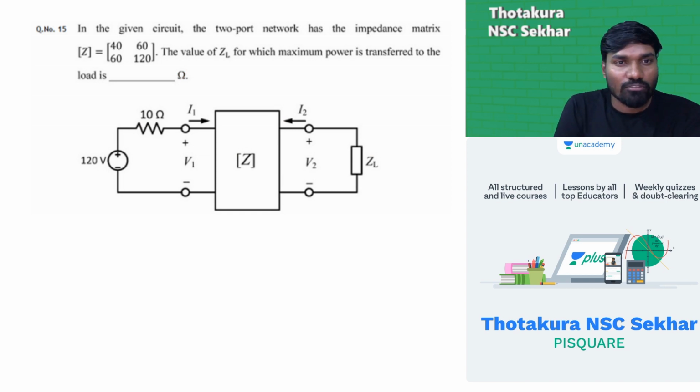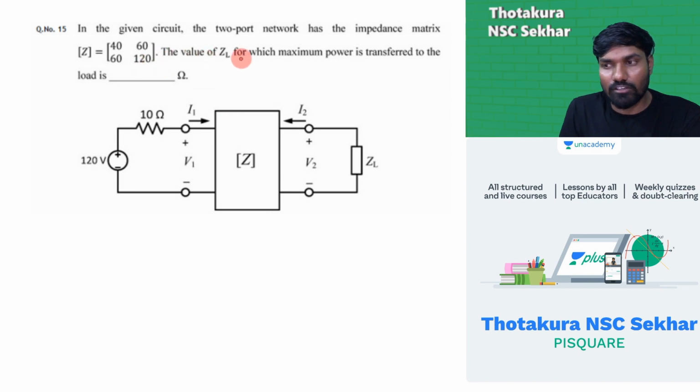So networks is all about finding the easiest way and the best way, the quicker method. Okay. Next, in the given circuit, the two-port network has an impedance matrix. This impedance Z is equal to this.